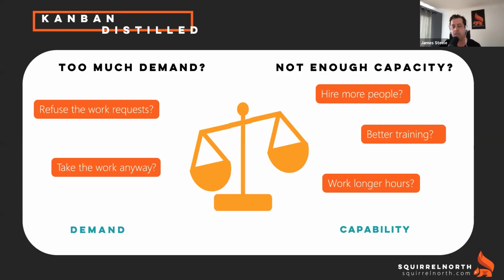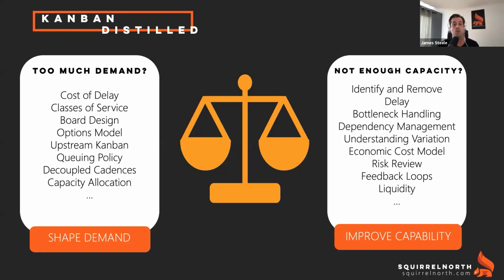What about the capability side of things? Should we hire more people, more training, work longer hours? Those are often the go-to things that people jump to right away, but we think there's a better way. So what can we do about it? Well, this is where Kanban comes into the picture.